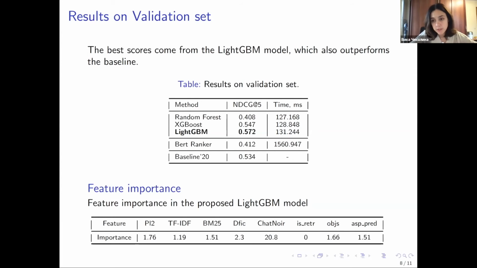We also look at the feature importance, which was provided by LightGBM. At the bottom of the slide, there is the feature importance for every feature we used. And as you can see, the most important feature is the Chat Noir score. Then some statistical features, it is DFIC and PL2, then go objects and aspect predicates, then go TF-IDF, and the feature is retrieved. According to LightGBM, it's not a very important feature.